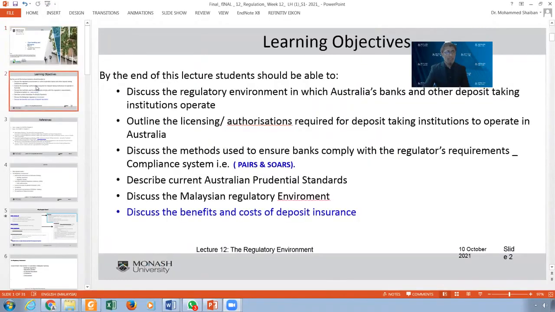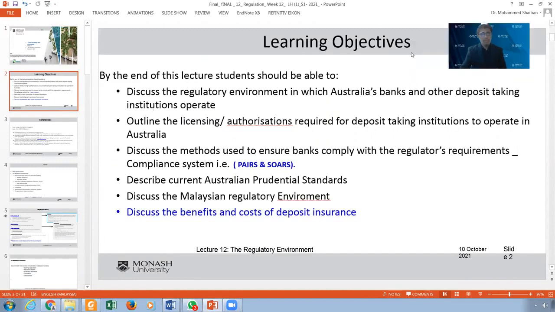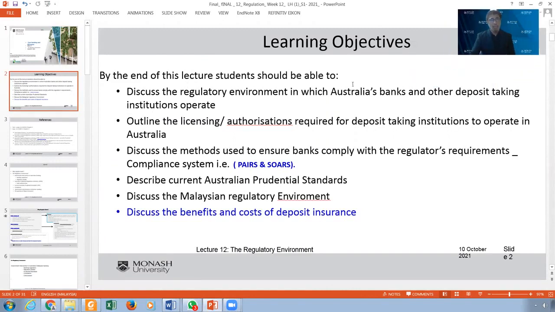So this is the learning objective. We hope by the end of this lecture to be able to discuss the regulatory environment in which Australian banks operate. Now, we are talking about Australian banks, but you can always relate to any country's banks. We can talk about Malaysian banks or your own country, like Malaysia, Indonesia, Sri Lanka, Japan, Korea, whatever. All those countries have the same setting with some differences. But the data and information we are bringing here is mainly related to Australian banking.